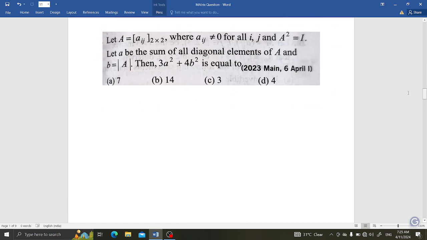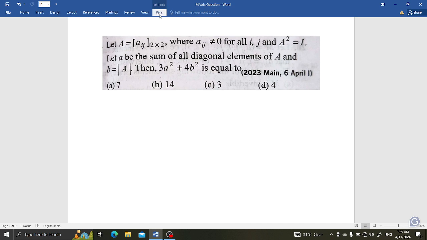Now see this one question. What this question says, here you can observe, let A be a 2 cross 2 matrix. Okay, and they mention that Aij is non-zero for all i comma j. Okay, it means it is like that. I will tell you, it is A, B, C, D. Okay, and it is 2 cross 2 matrix. What they mention?